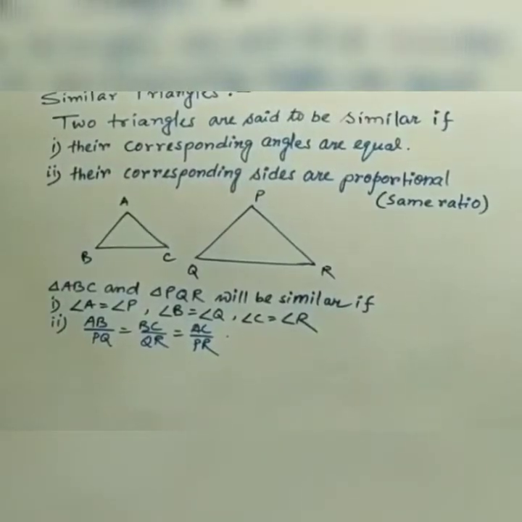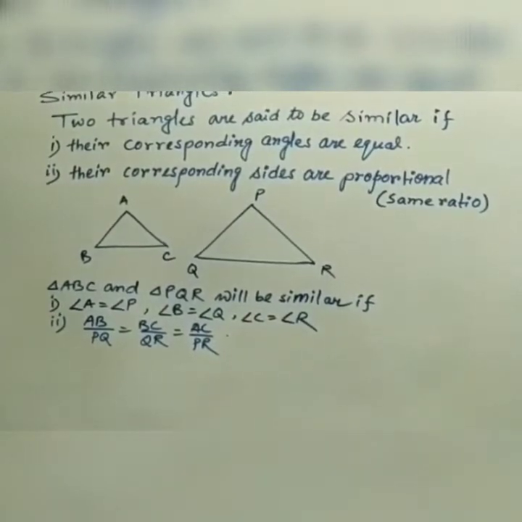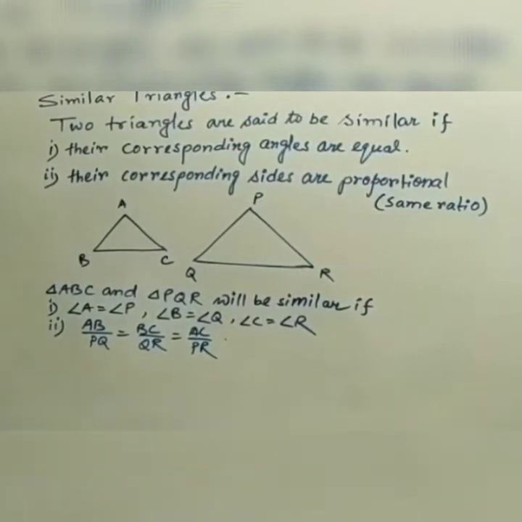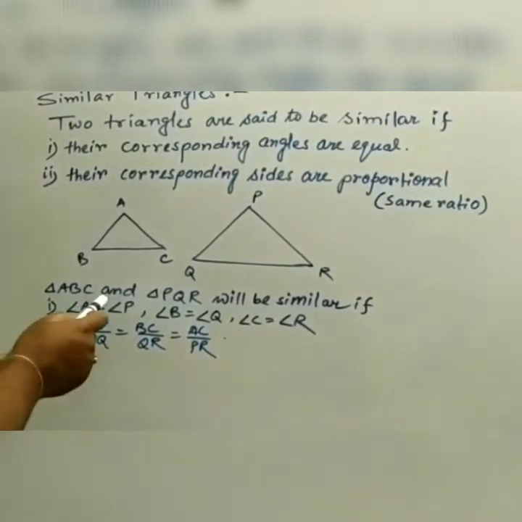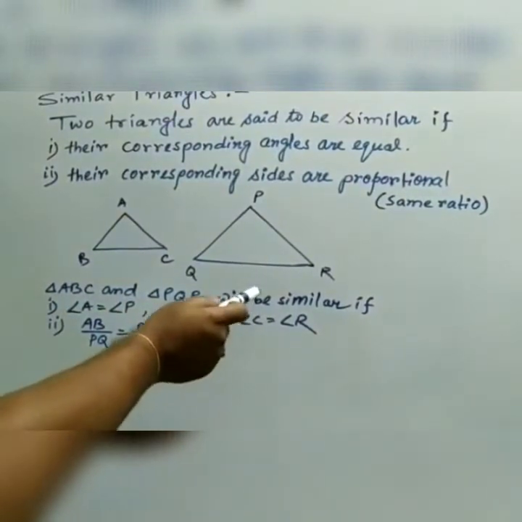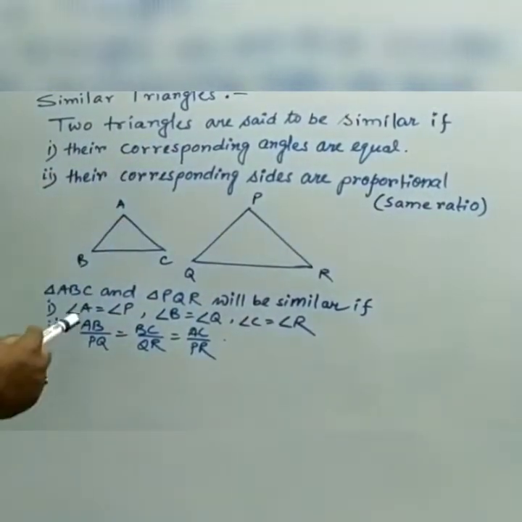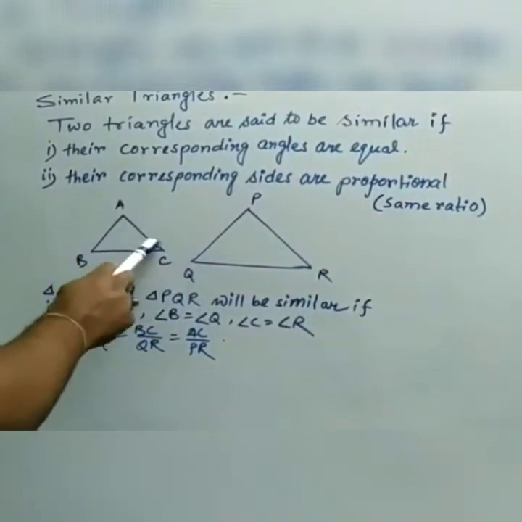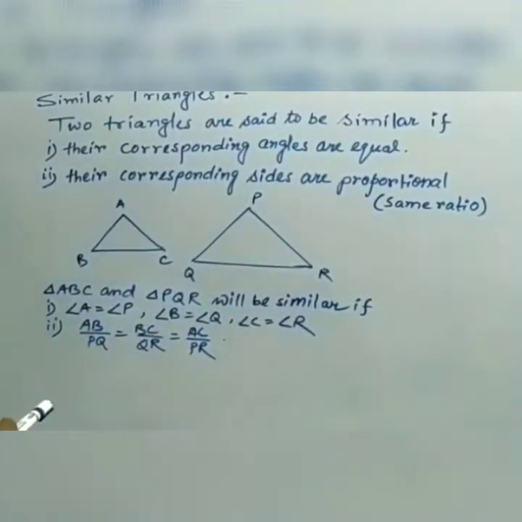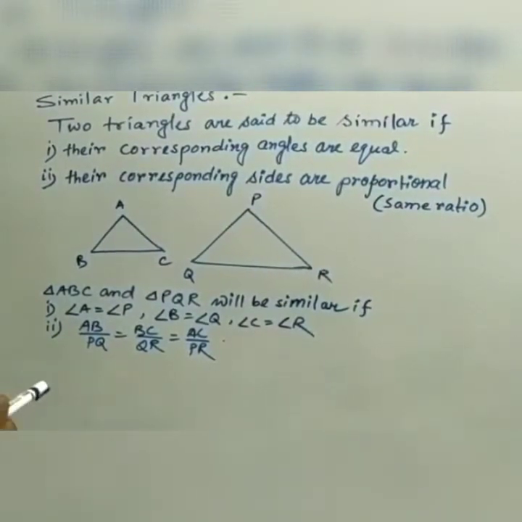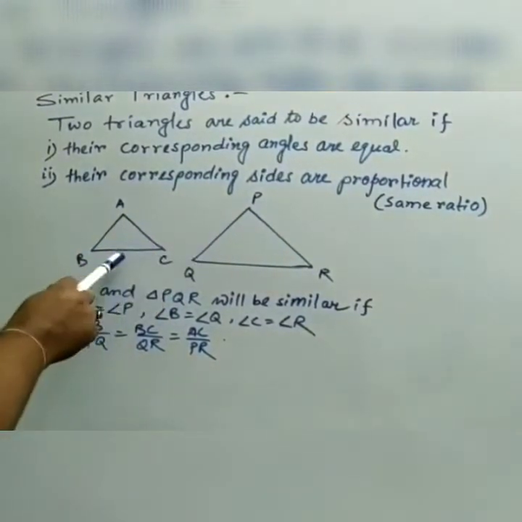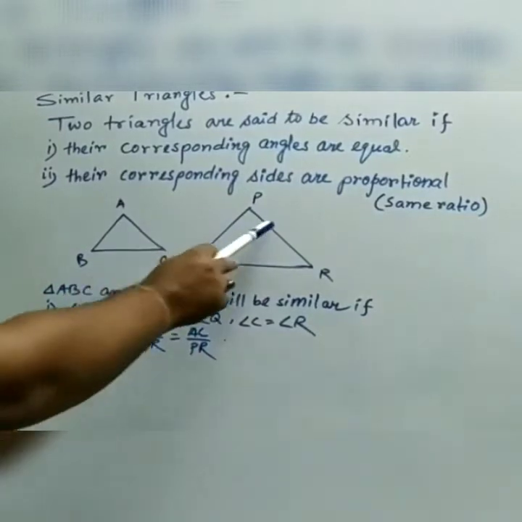Here you can see two triangles I have taken. One is ABC, another is PQR. Triangle ABC and triangle PQR will be similar if their corresponding angles are equal, that means angle A equals angle P, angle B equals angle Q, and angle C equals angle R. As well as their corresponding sides are in proportion, that is in the same ratio. Therefore AB by PQ equals BC by QR equals AC by PR.